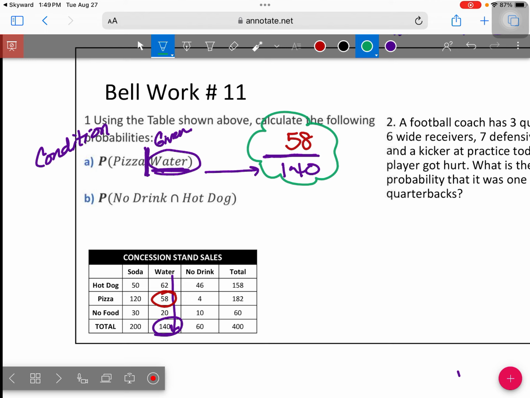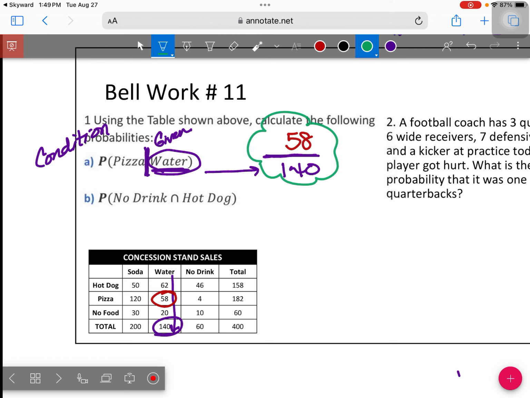Good job, good job. Anybody else? So you just find the total of the second. If it is conditional, that means you will have this vertical line. Change that vertical line to the horizontal line. Whatever follows it becomes your denominator. So I look then at all water and people that got water. How many of those got pizza? It has to be in that column. Here's pizza and water, 58. Okay?